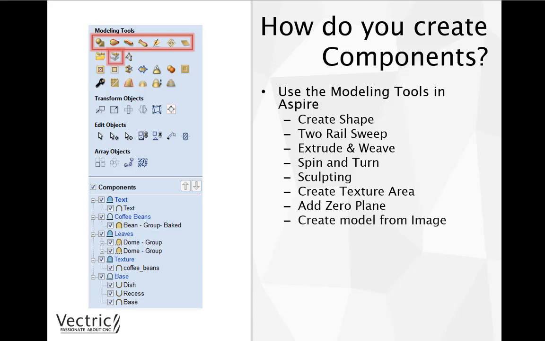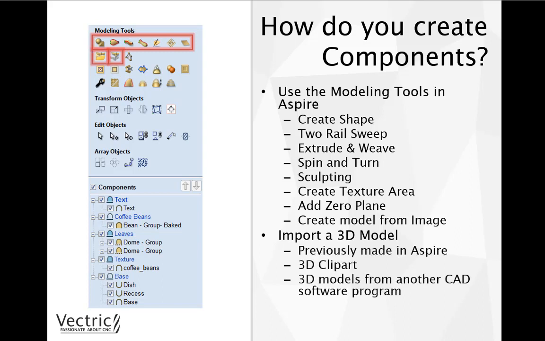An alternate way to building shapes from 2D data in the software is to go ahead and import an existing 3D model. This may be something that you've previously made in Aspire and saved out, or it could be a piece of 3D clip art that you've purchased or downloaded from the internet. Or it could be a 3D model created in another CAD program that you may want to bring in and finish, and then create the toolpaths to cut it out on your CNC.